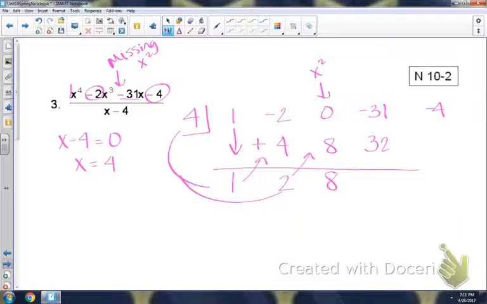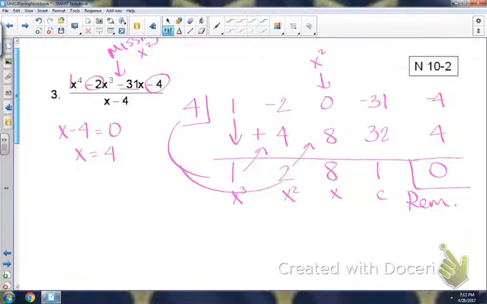I'm going to stop writing those lines there. Negative 31 plus 32 will give you a 1. 4 times 1, you get 4. And we get 0 here. So block off that last one as your remainder. Don't forget that. To the left of that is your constant. To the left of that is x. To the left of that is x squared. To the left of that is x cubed.